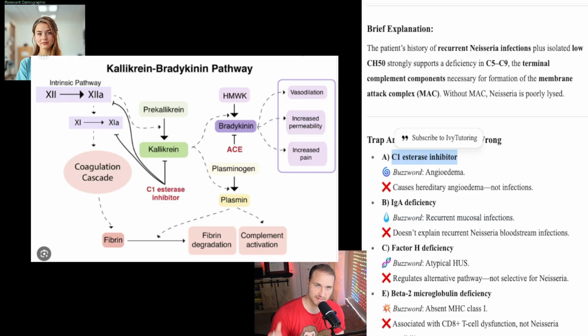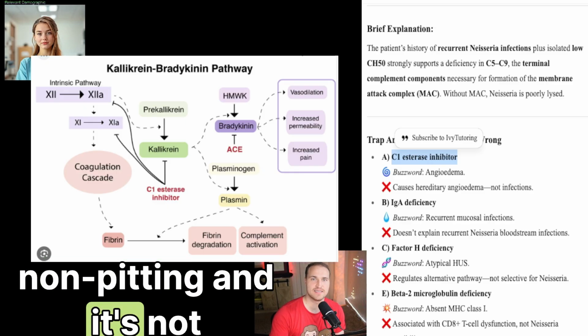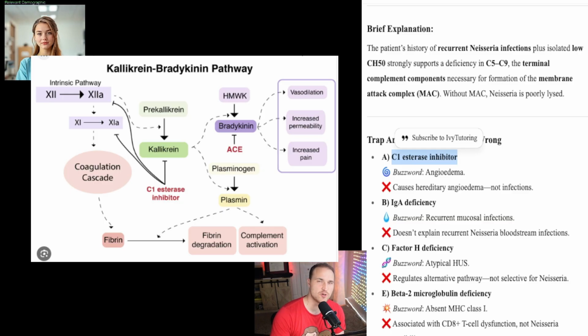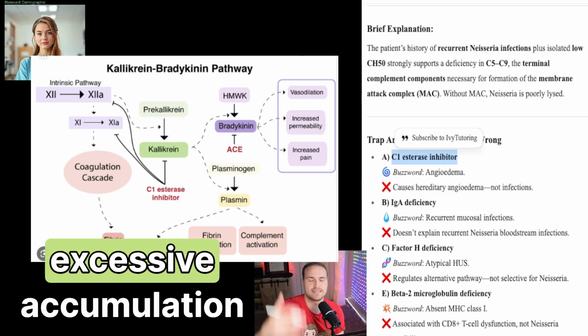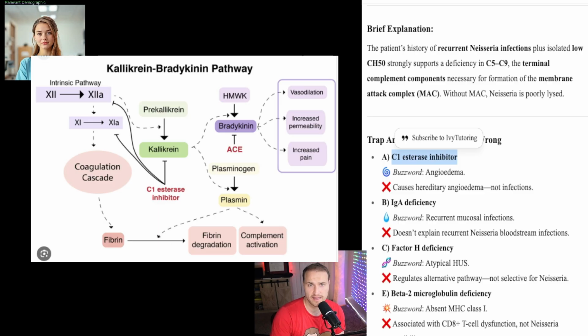And this is actually different than histamine-mediated angioedema, which often includes hives and itching. This type is non-pitting and it's not accompanied by urticaria. I don't want to get too deep into the weeds here, but this pathophys involves the contact system, which is a plasma protein cascade that's responsible for inflammation, and that causes an excessive accumulation of bradykinin. And bradykinin is a vasodilator that increases the vascular permeability and leads to fluid leaking from the blood vessels into the surrounding tissues. And so C1 esterase inhibitor, that's a key enzyme that normally inhibits that contact system.